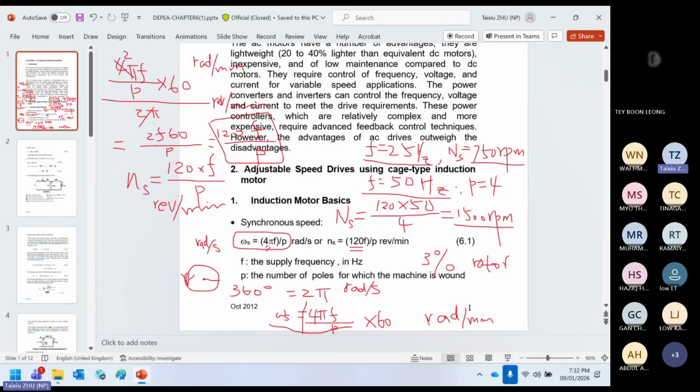One is the synchronous speed, which is determined by the supply frequency. Then there's another one, the rotor. Through induction, the rotor will also turn. The rotor speed, usually we use NR, so that's the motor speed. The motor speed is always a little bit less than the synchronous speed.